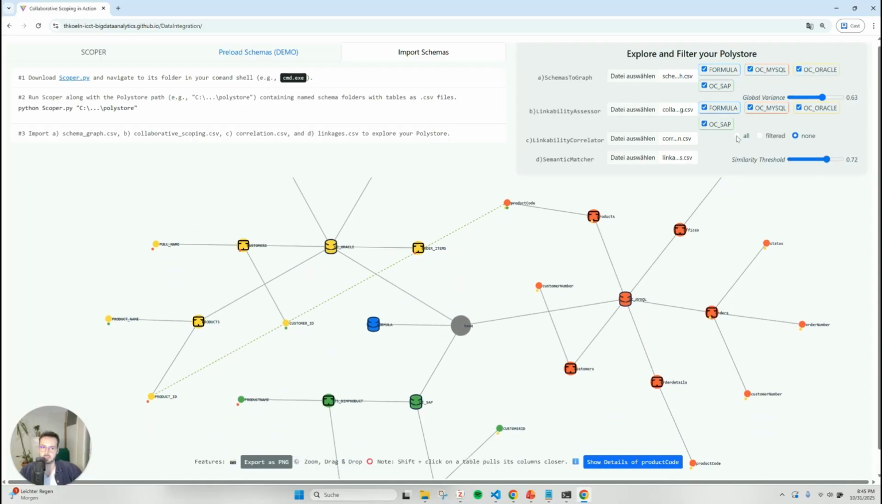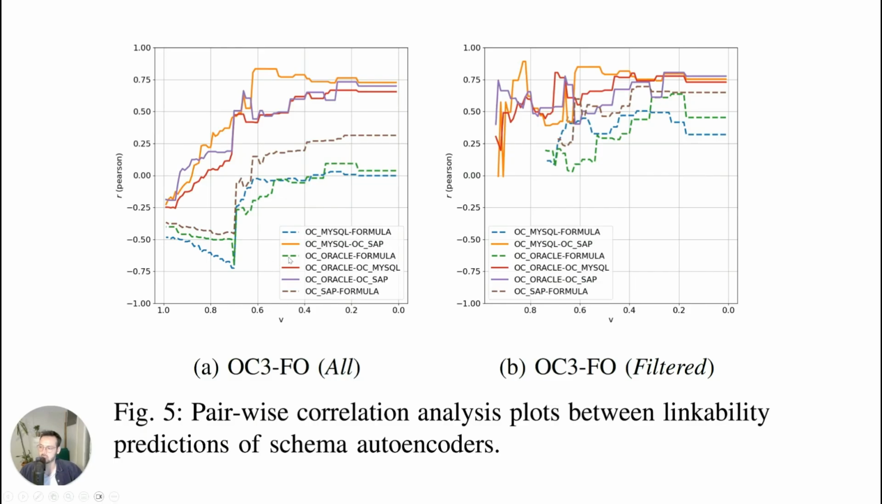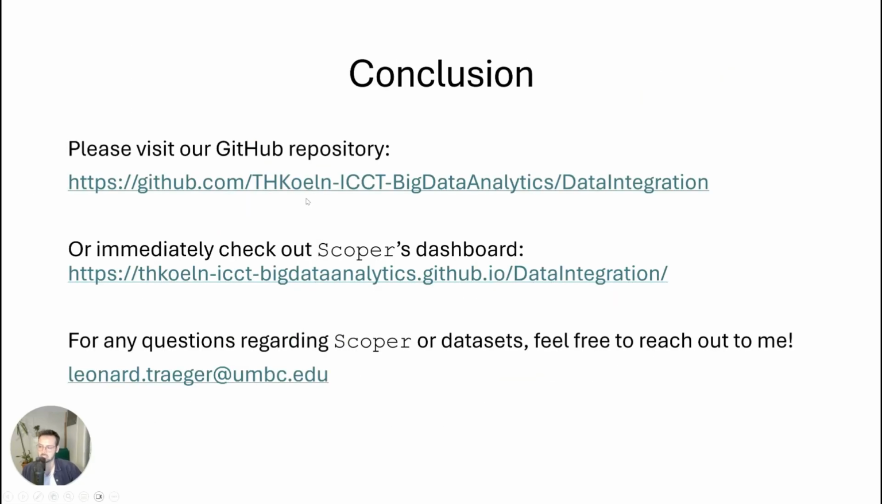Finally, we can also show the pairwise correlation between the predicted linkability labels of the schemas. That we also provide as PNG plots over the full variance range to the user. They can be used as a statistical mean to prioritize highly correlated schema pairs for matching over less correlated ones. With Scoper, we can significantly reduce the complexity of matching multiple schemas, considering the alternative of using their raw schema size.